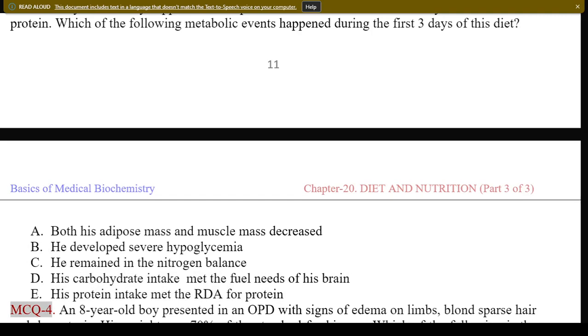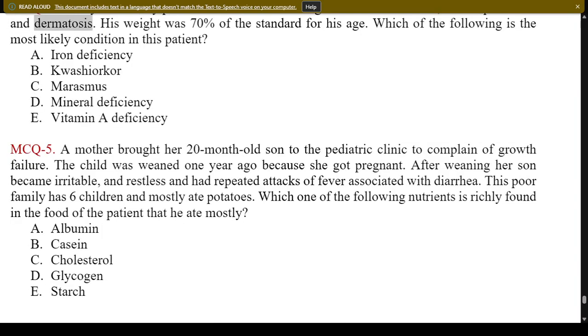MCQ 4. An 8-year-old boy presented in an OPD with signs of edema on limbs, blonde sparse hair and dermatoses. His weight was 70% of the standard for his age. Which of the following is the most likely condition in this patient? Iron deficiency, kwashiorkor, marasmus, mineral deficiency, vitamin A deficiency.